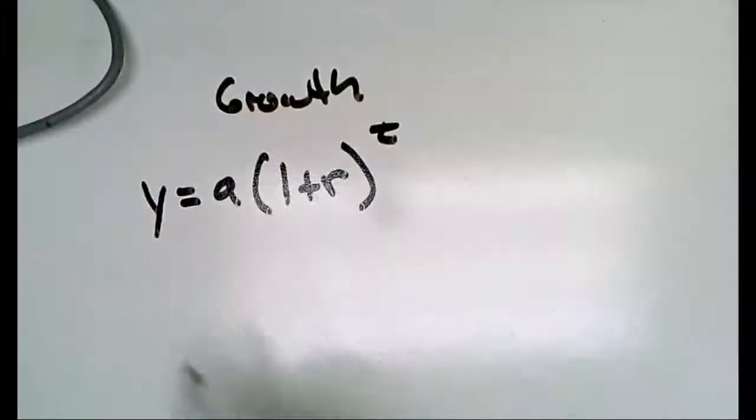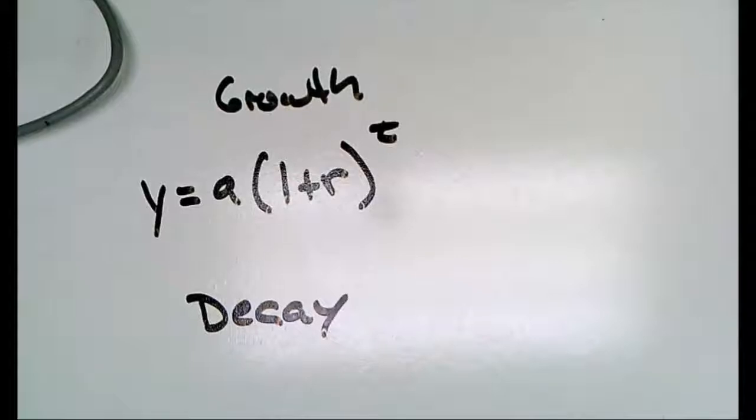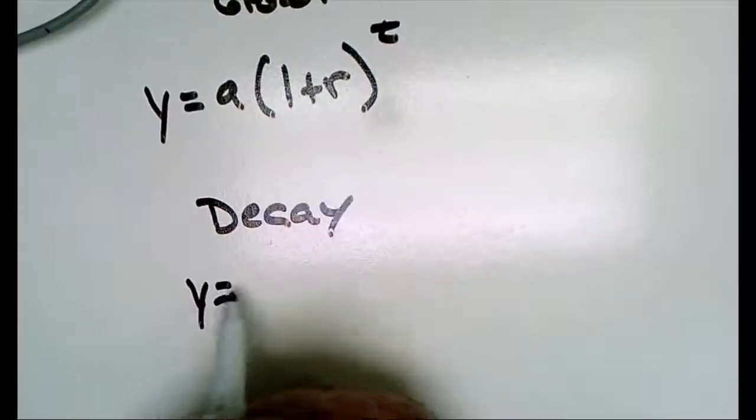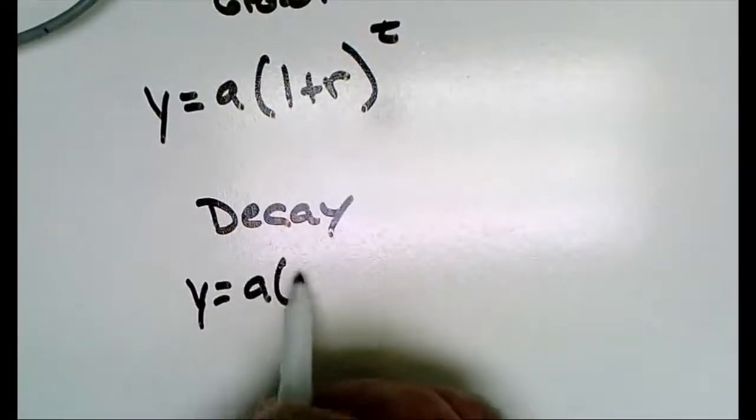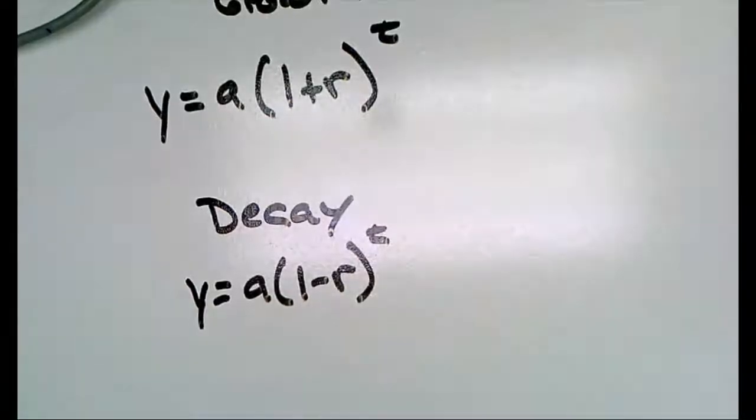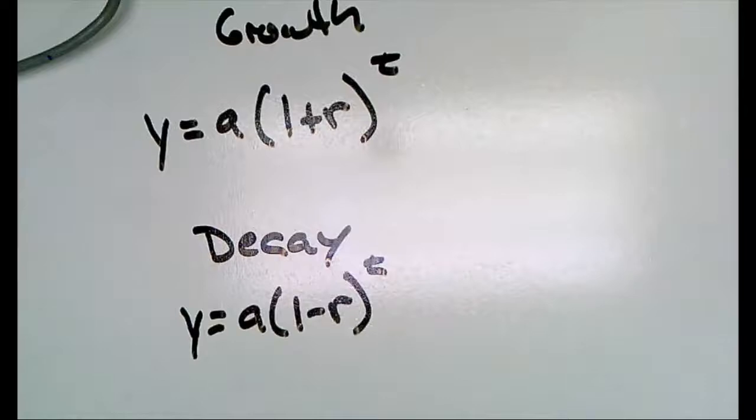For decay, the only change is it goes from +1 to -1 because decay means it is going away. Okay, so y is equal to a times 1 minus r to the t power. Okay, so we're going to use these applications today in word problems, and we're going to figure out growth and decay models for certain situations. All right, so let's begin.